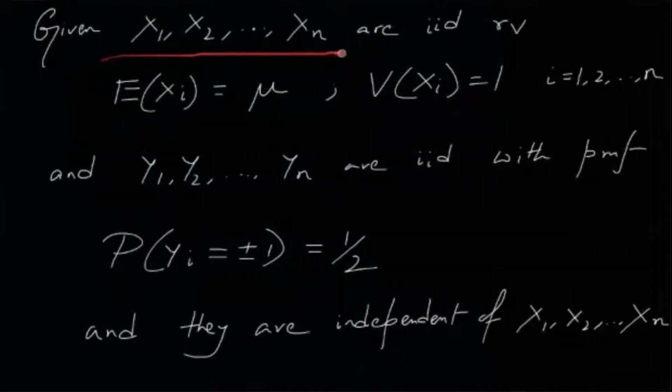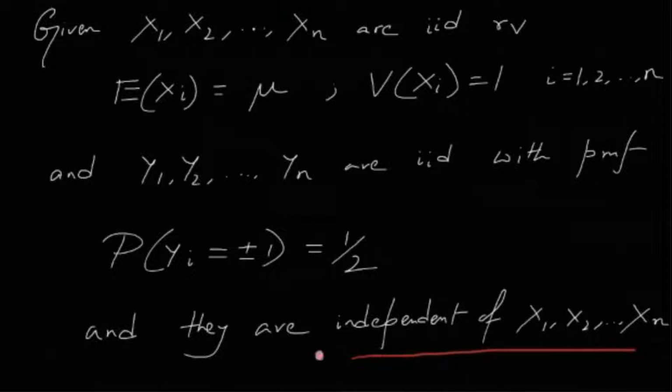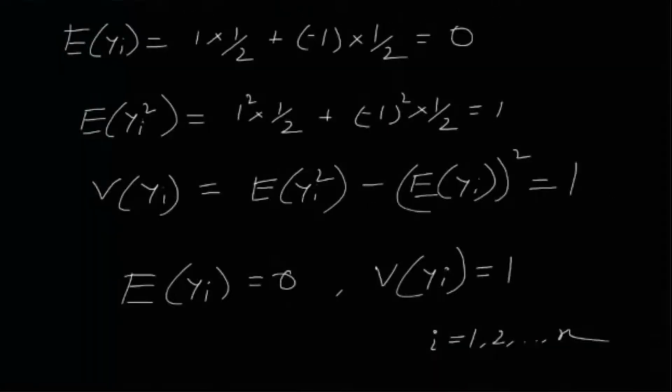Given X1 through Xn are IID with mean mu and variance 1. Also Y1 through Yn are IID with this PMF, and they're independent of X1 through Xn. This is important. They are independent of X1 through Xn. Therefore, expectation of Yi is nothing but 0. We can easily calculate that. We have the PMF, and variance of Yi is 1. So expectation and variance are known. They are very easy to calculate from the PMF.